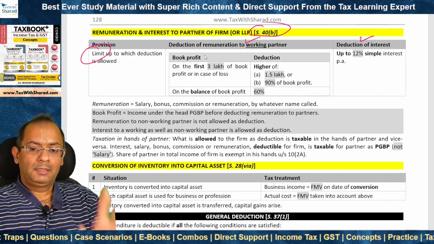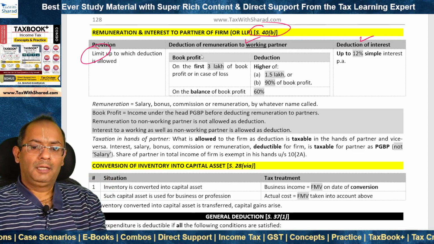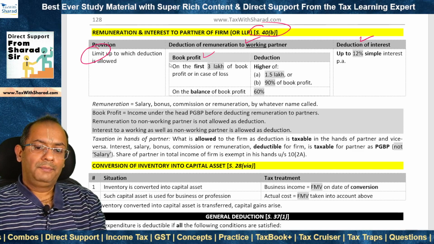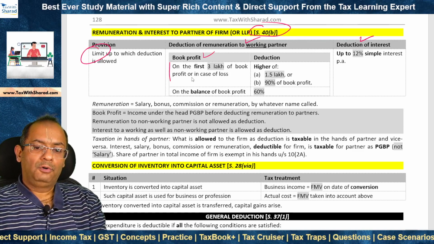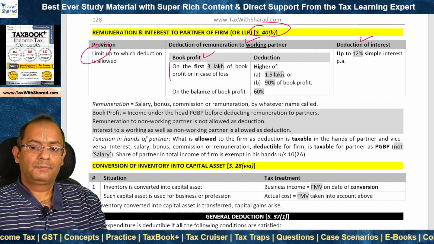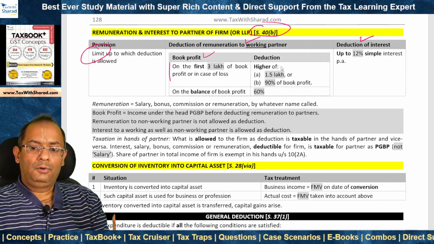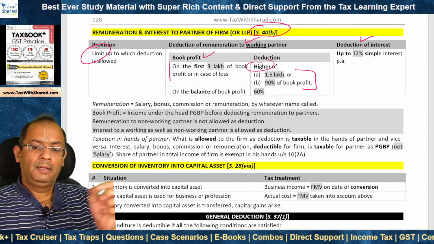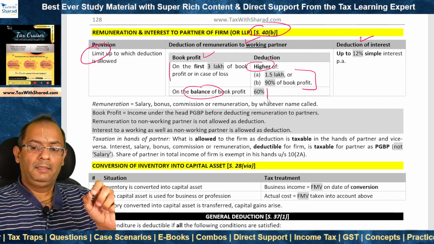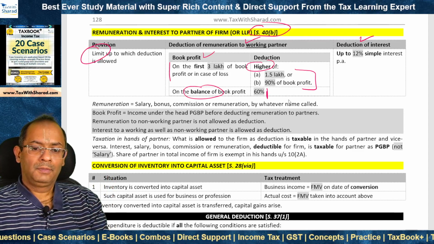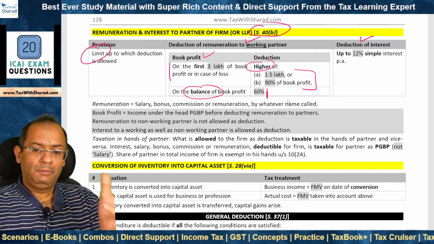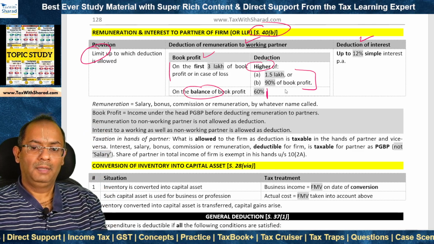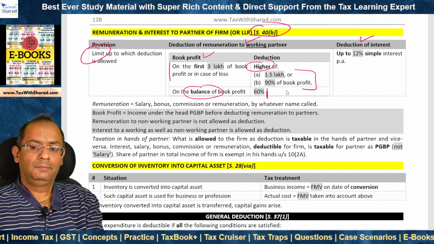As far as the remuneration is concerned, the upper cap is determined based on the quantum of book profit. What is the formula? On the first 3 lakh of book profit, or in the case of loss, the deduction is allowed to the extent of higher of 1.5 lakh or 90% of book profit, and on the balance of book profit at the rate of 60% of that balance. So basis this formula, we compute the amount that becomes the upper limit for allowing deduction of remuneration to working partner in the hands of the firm.